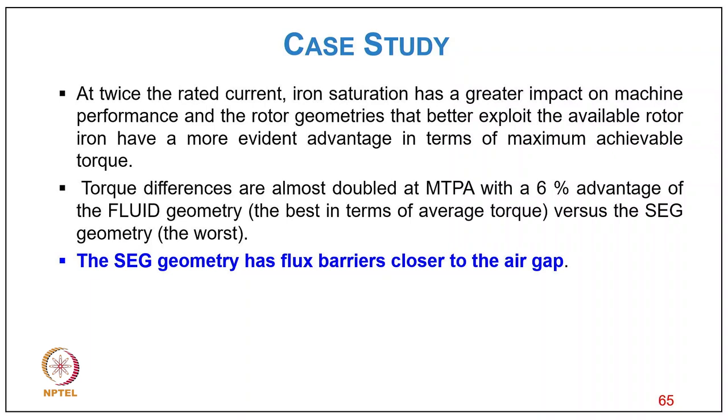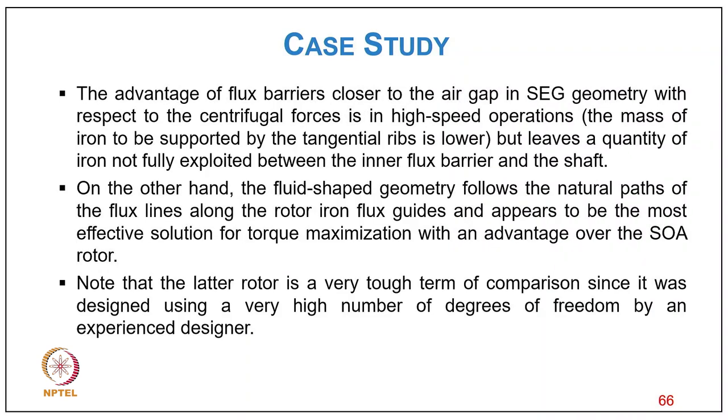At twice the rated current, the iron saturation has a greater impact on the machine performance, and the rotor geometries that better exploit the available rotor iron have a more evident advantage in terms of maximum torque. Torque differences are almost double at MTPA, with a 6% advantage of the fluid geometry. The best in terms of torque versus the SEG geometry is the circular one, and the circular geometry has the flux barrier closer to the air gap. The advantage of the flux barrier close to the air gap in the circular geometry, with respect to the centrifugal forces, is high speed operation.